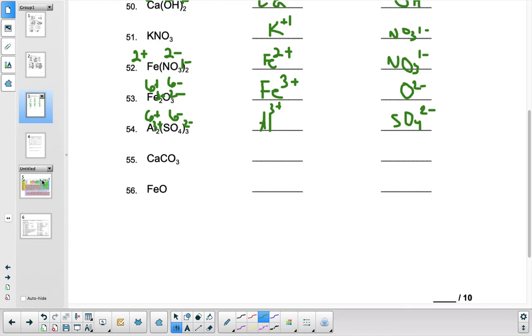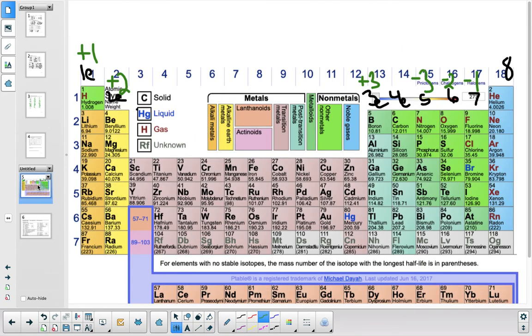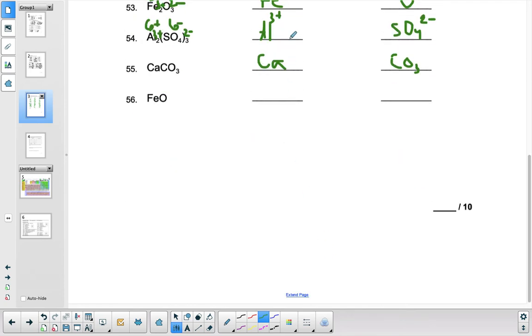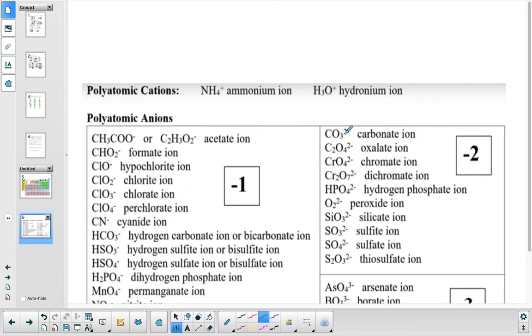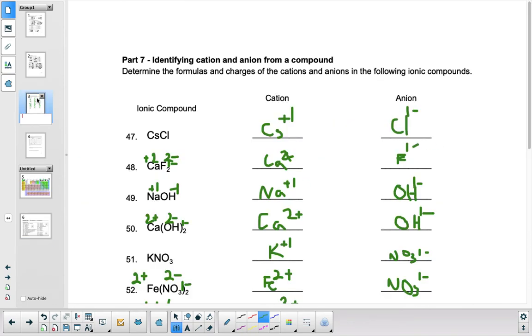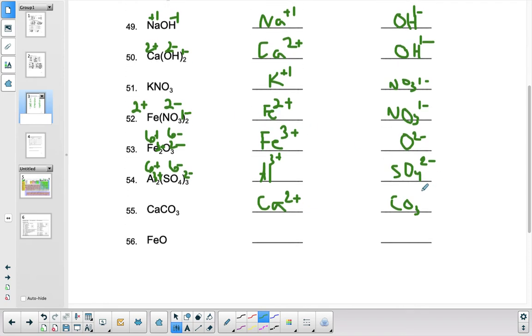Now we have calcium and CO3. Calcium +2 and then CO3. There it is, it's in the -2 box. And those work out perfectly.